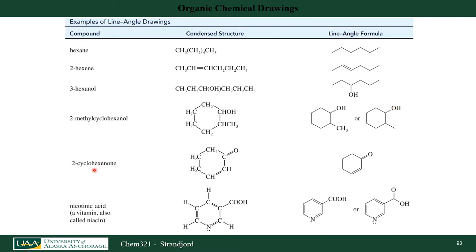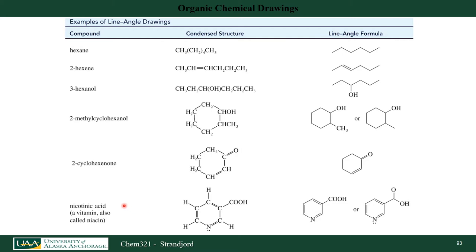For 2-cyclohexenone, I have a double bond and I have a double bond to oxygen. In the line angle formula, it looks a lot simpler. It's easier to see the carbon structure in that molecule. Again, I have 0 hydrogens there because I already have 4 bonds. I have 1 hydrogen, 1 hydrogen, 2, 2, and 2 that are not shown.